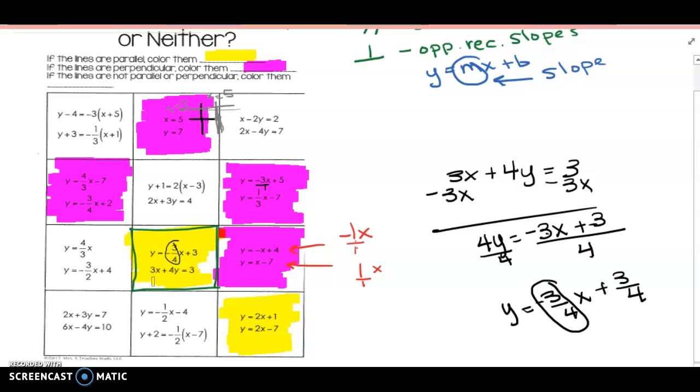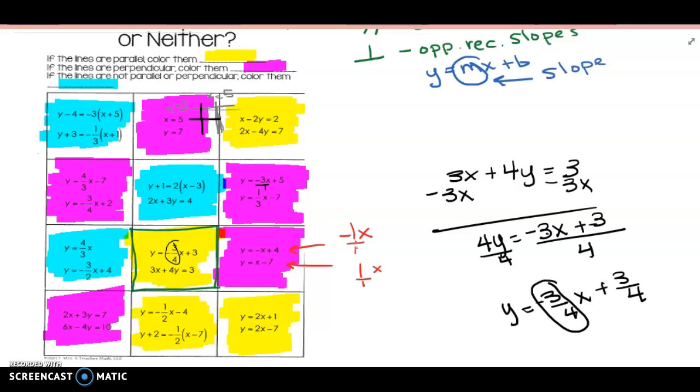So do the same thing with all of these. I want you to go through, try to do these on your own. If they're not written in y equals mx plus b form, change them to y equals mx plus b form before you decide if they're parallel or perpendicular. And then I will come back and show you what I got so you can compare it with what you got.